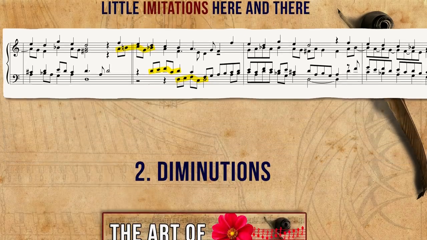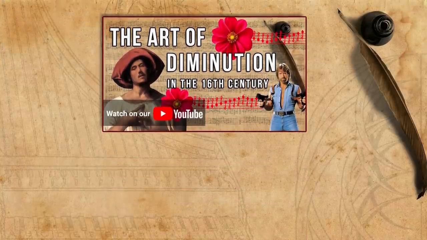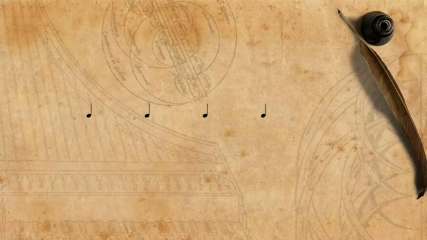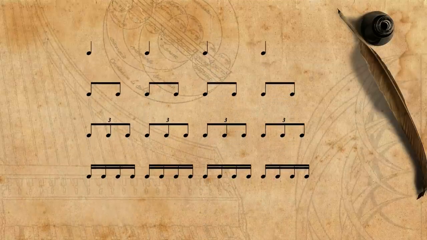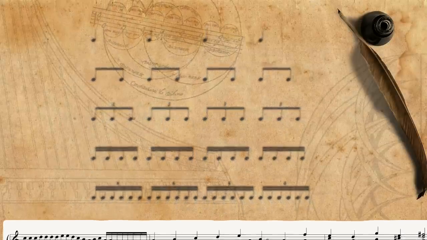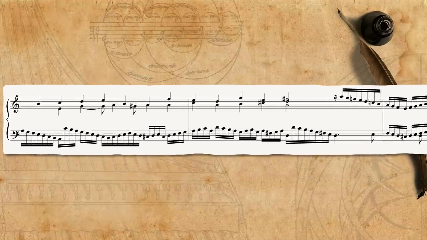2. Diminutions, the most obvious and expected Renaissance way of having variety. It is done by simply breaking the big note values of the melody into quicker ones, be it 8th notes, triplets, 16th notes, sextuplets, and more. Here Sweelinck is truly having fun, sometimes with rather traditional diminutions, like here for example.